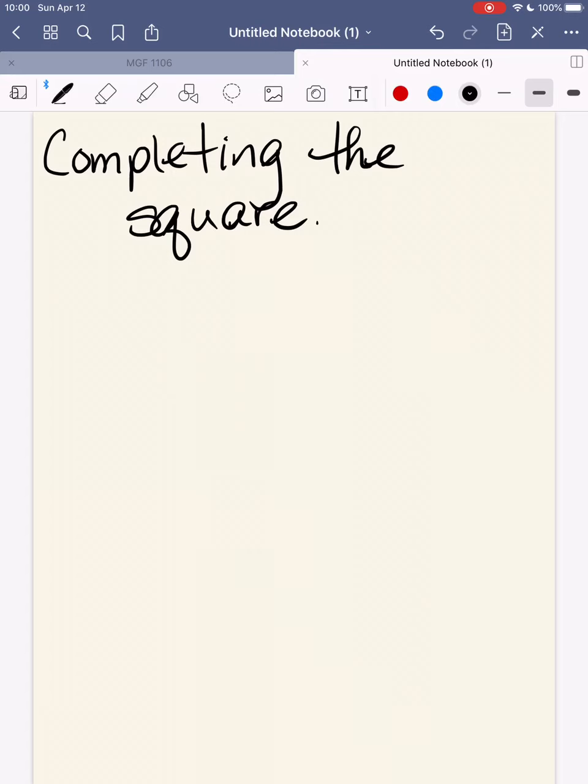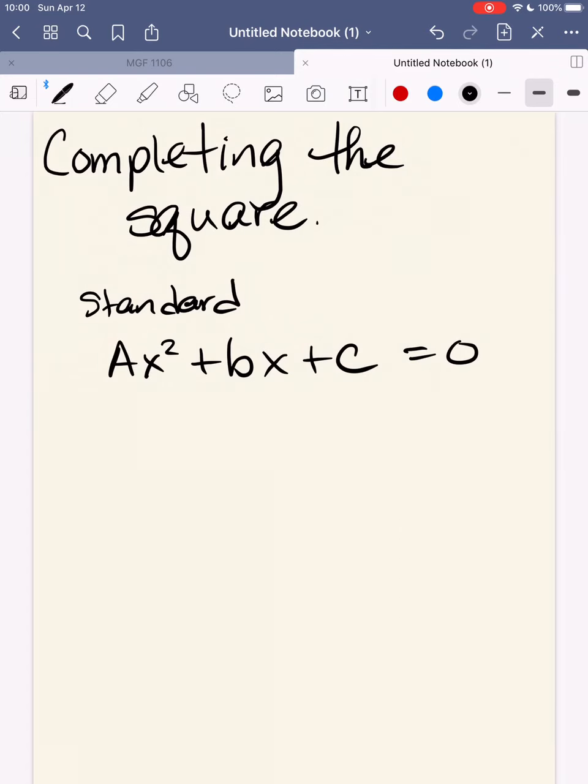So remember our standard form of an equation is ax squared plus bx plus c equals 0. We have solved these several different ways: by factoring, by the square root method, and now we're going to use something that's used with the square root method with this standard form. But first, before we do that, we want to talk about something called vertex form.